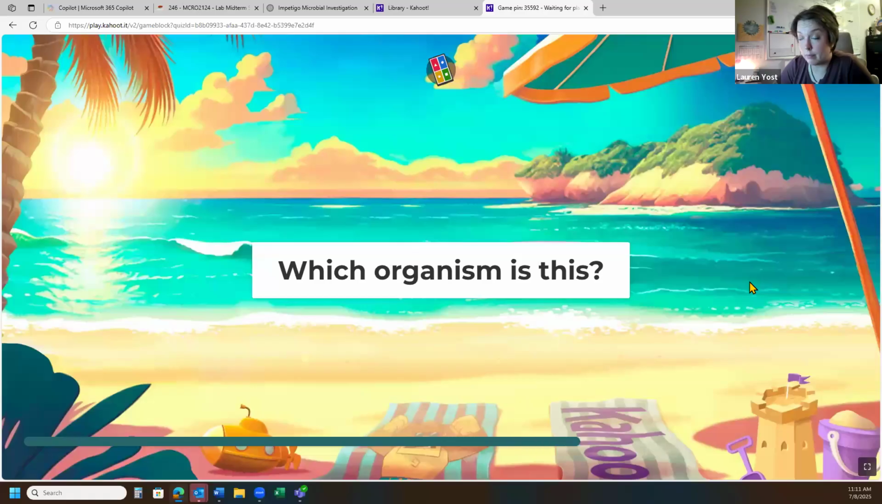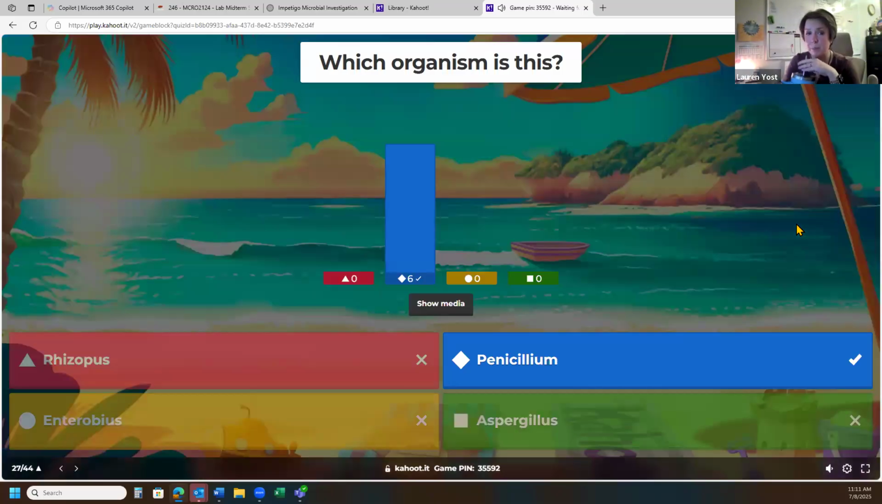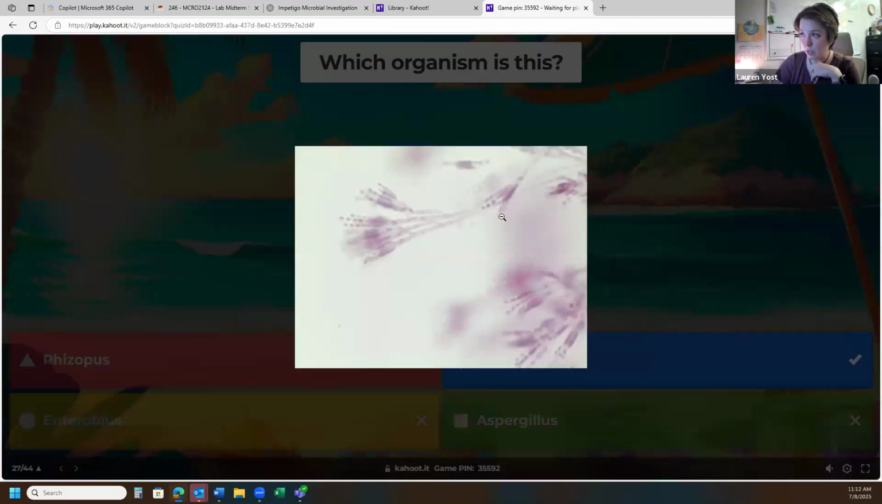Which organism is this one? Alrighty, this was Penicillium. And what type of organism is Penicillium? It's a fungus. It is in fact even more than just a fungus, it's a mold. And that structure that we saw in this image here is a conidiophore.